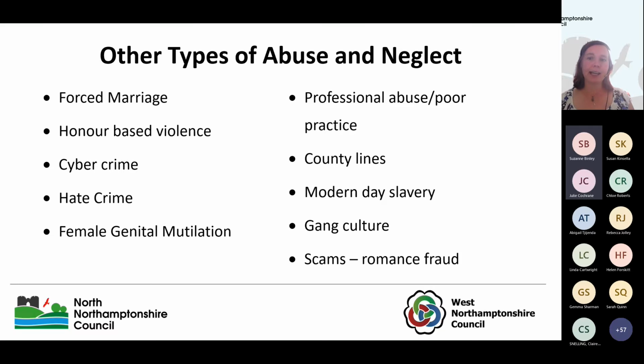Sometimes it's very obvious early on that the person's not who they say they are. Sometimes it can take people quite a while to realise that the person's not at all who they say they are. All of those things can also be classed as types of abuse or neglect if they involve an adult with care and support needs.